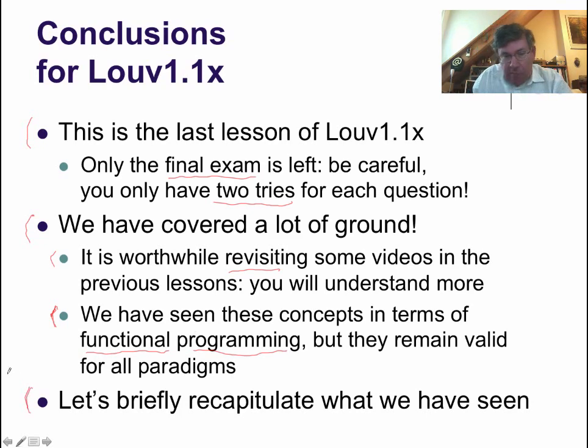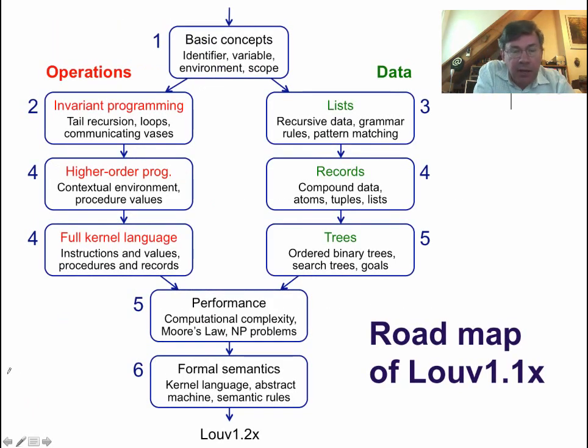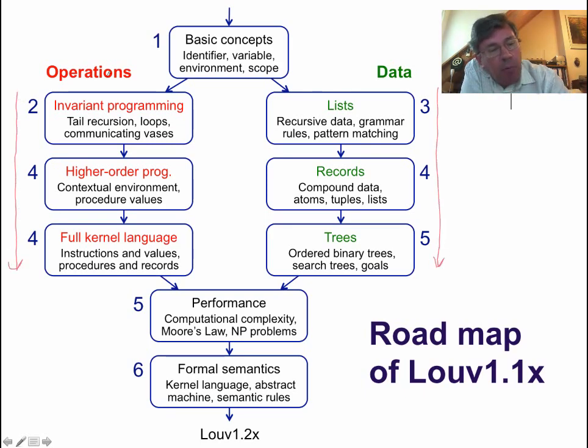Let's now briefly recapitulate what we've seen. So the course is organized in 2 paths, an operations path and a data path. Operations, where we saw the kinds of things we can do, the instructions we can do, and the data structures on which we do these things. So we started in lesson 1 by looking at the basic concepts: identifier, variable, environment, scope, also by looking at the Mozart system, by getting used to the syntax, and basically getting familiar with the approach of the course.